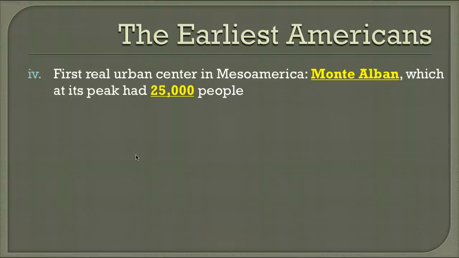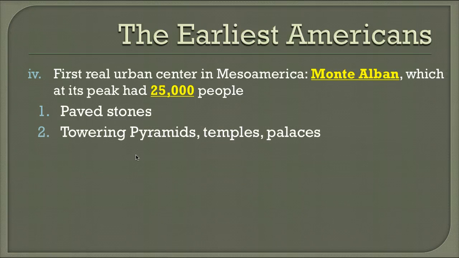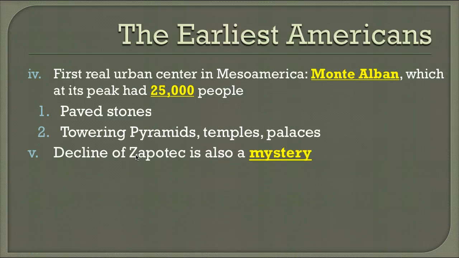But one of the things that we really see about the Zapotec that really makes them stand out is the cities that they built. And the first real urban center in Mesoamerica was a place called Monte Alban, which at its peak had about 25,000 people. That might not sound like much to you and I. That's roughly the population of Elk River today. But that would have been a pretty thriving metropolis back in this time period. Monte Alban had paved stones, had towering pyramids, temples, and palaces.